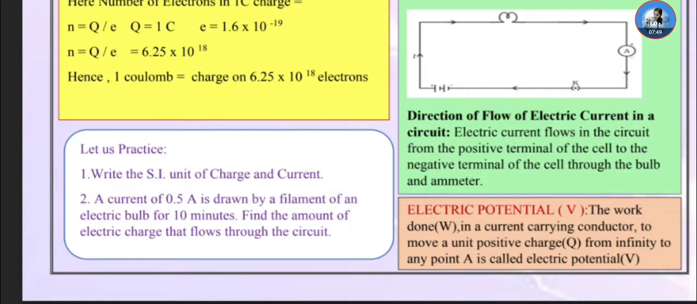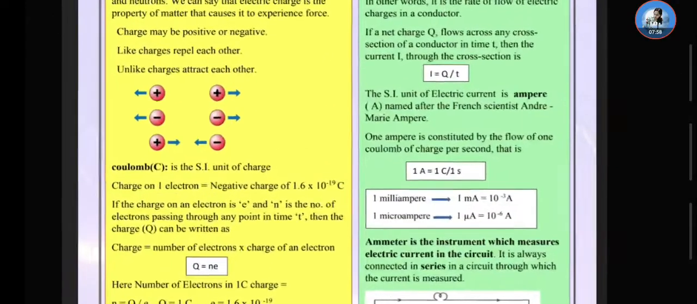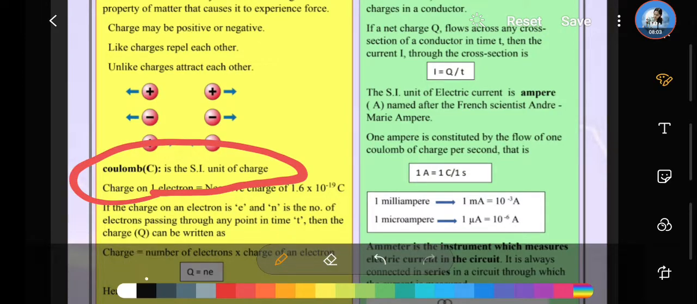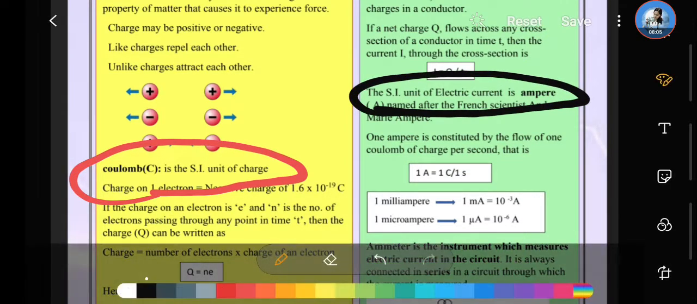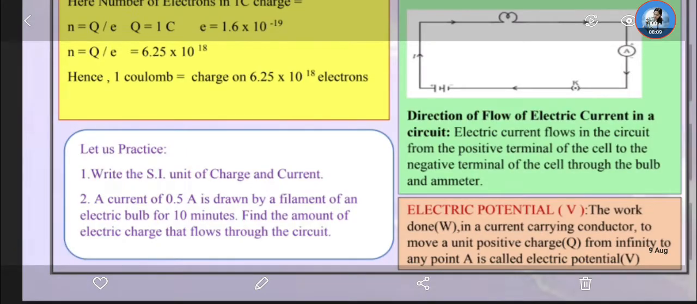First, write the SI unit of charge and current. So student, what is the SI unit of charge and current? SI unit of charge is our coulomb and SI unit of current is our ampere. Got it? So the answer of the first question is before you. Let's move to the second question.